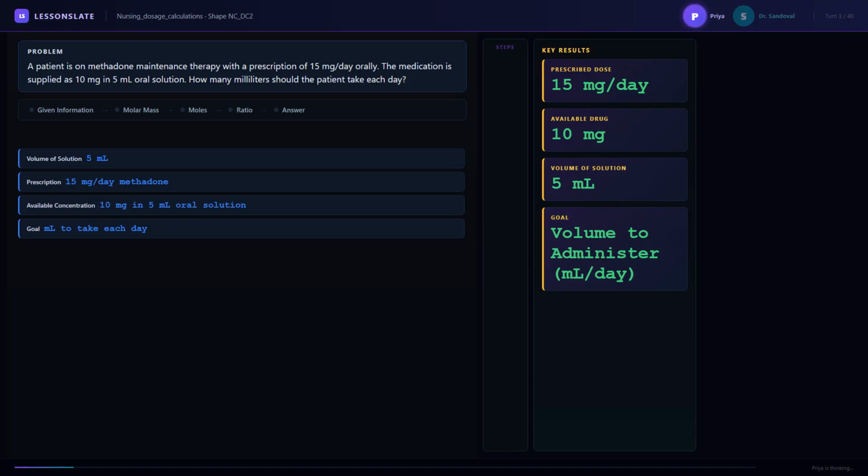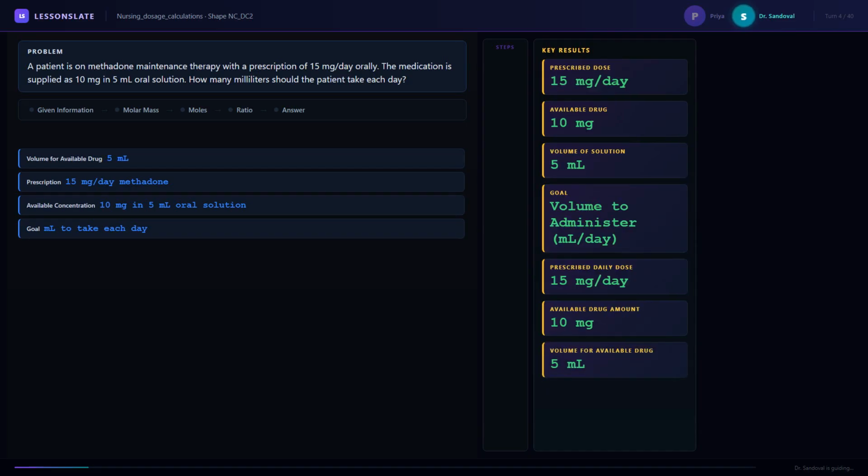That's the prescription. The medication comes as 10 milligrams in 5 milliliters of oral solution, and the question is asking us to find out how many milliliters the patient should take each day. Excellent, Priya. You've clearly laid out all the given information and what the problem is asking for. We have the desired dose and the available concentration of the solution.